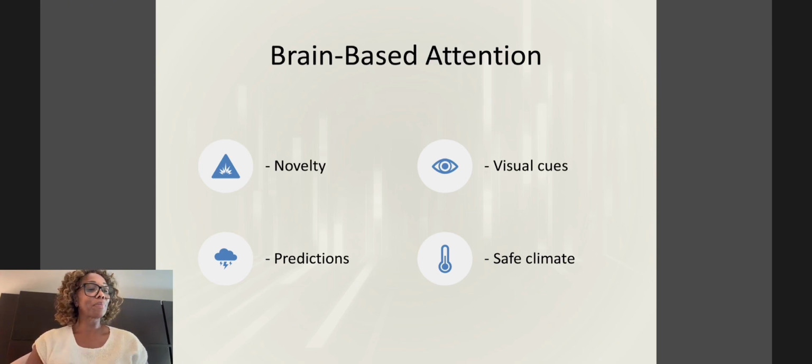Brain-based attention. Attention is a gateway to learning, and the brain notices things that are new, visual, or emotionally meaningful. Simple strategies like adding visuals, changing tunes, using color, or asking students to make predictions help activate the brain's attention system. Curiosity and emotional safety also play a huge role in students' brain attention. So when students feel supported and interested, their brains stay open to learning.